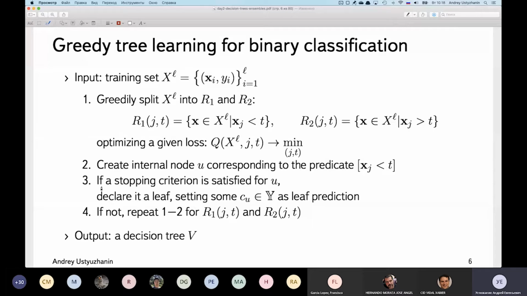And if a stopping criterion is satisfied for U, a stopping criterion means that we do not want to split this node anymore. This stopping criterion may depend on the depth of the tree, may depend on the value of the threshold or some other condition. So it is up to the algorithm definition how to define this stopping condition. Usually, it corresponds to the depth of the corresponding node.